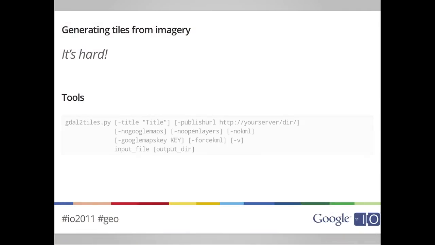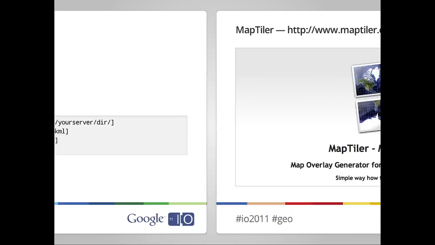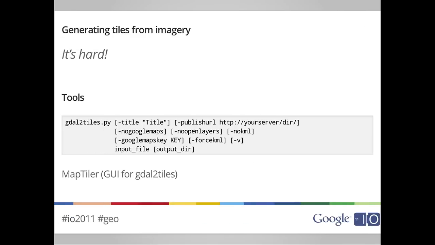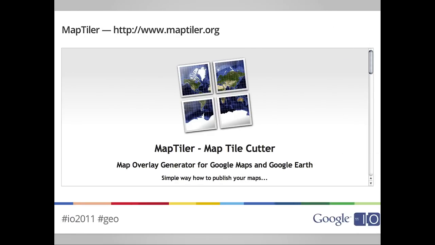So there's tools to help you to do this stuff. There's the great GDAL to tiles utility. You basically run it from the command line. It's a Python script. It's as simple as specifying an input file and an output directory, and it just goes and magically generates these tiles for you. Pretty simple, huh? And if that's not simple enough, there's a GUI to it called MapTiler, and so it's pretty nice. If you're interested in this stuff, go and check out MapTiler at maptiler.org.